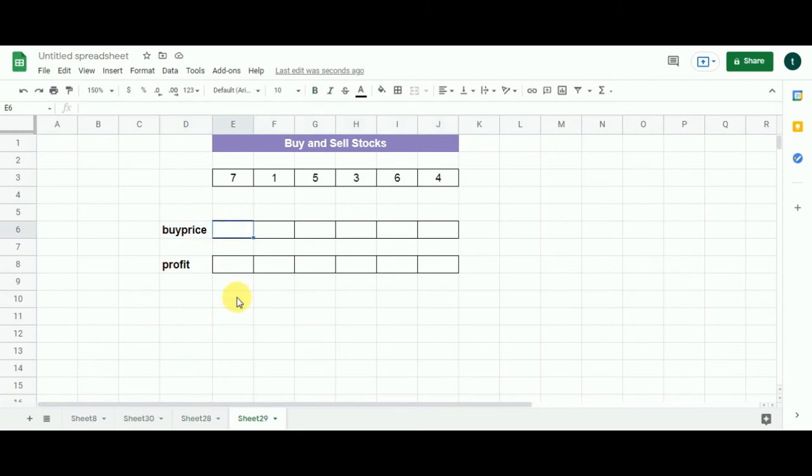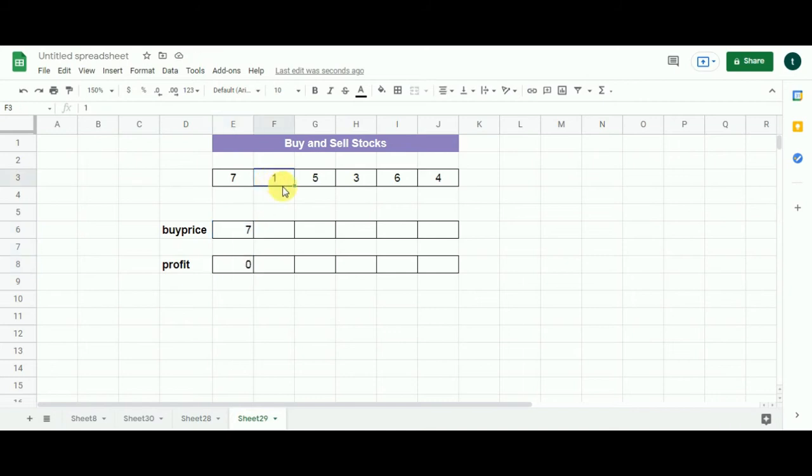Buy price. Since it represents day 1, it can't be anything other than 7. Okay, on day 1 I'll have to buy the stock at 7. Now since I can't sell on day 1, as I can only buy on day 1, therefore my profit on day 1 will be 0, isn't it? So we have just solved our first subproblem. We move to the next subproblem.